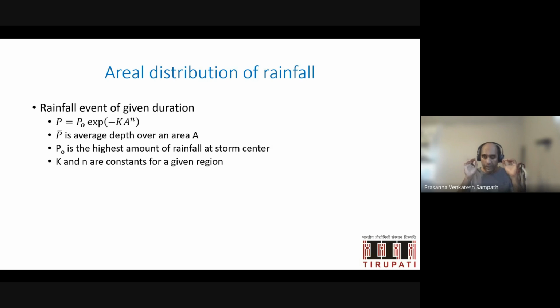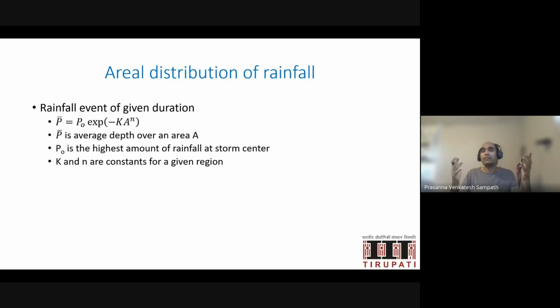Now, whenever there's a rainfall event that happens, there is a center of the storm, right? Now, the center of the storm typically receives the highest amount of rainfall. Okay, and as you move away from there, you get lesser and lesser rainfall, right? So this P naught typically is also representative of what is going to be the average over that area, right?